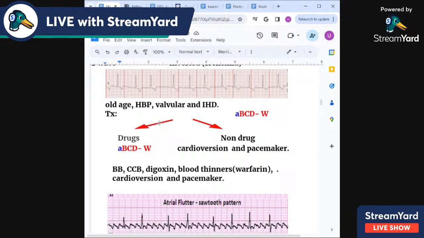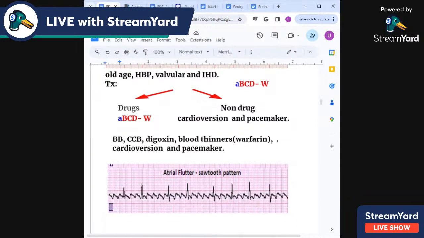So the treatment of atrial fibrillation is drugs or non-drugs. Drugs that may be used in atrial fibrillation: A, B, C, D, W. A is lowercase blue, so not included. B for beta blockers, C for calcium blockers, D for digoxin, and W for warfarin to prevent mural thrombus and stroke. And in the non-drug options, we have cardioversion and pacemaker, PC.